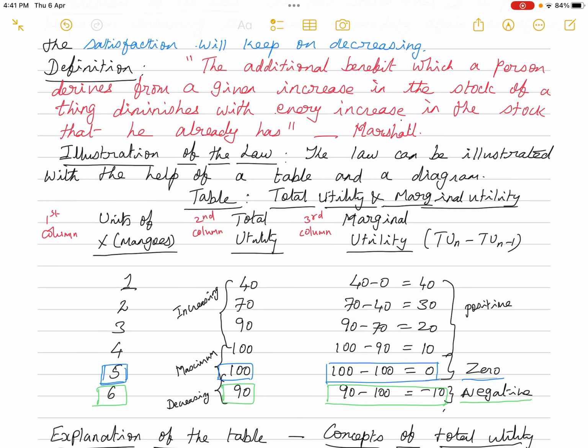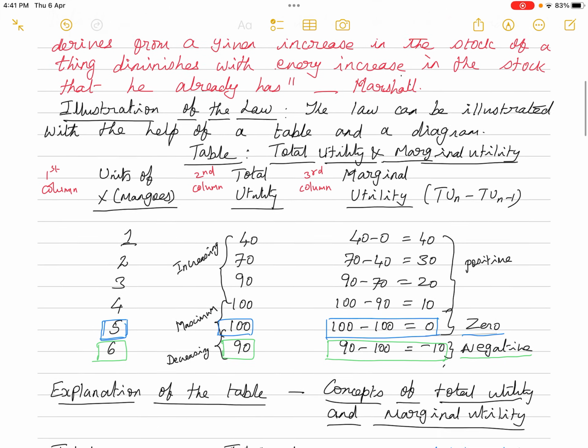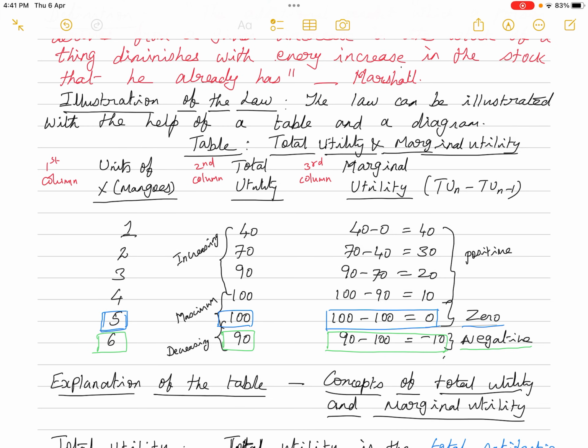Okay, so the first column is the units of X, that is mangoes in my example. The second column, we are representing the total utility. And in the third column, we are representing the marginal utility. So how are we arriving at the marginal utility? This is the formula: TUn minus TUn-1. Okay.